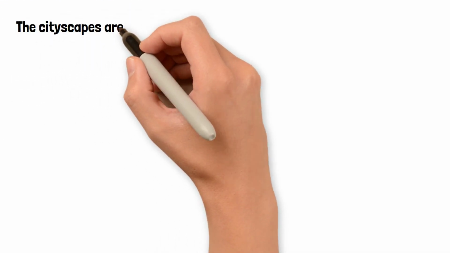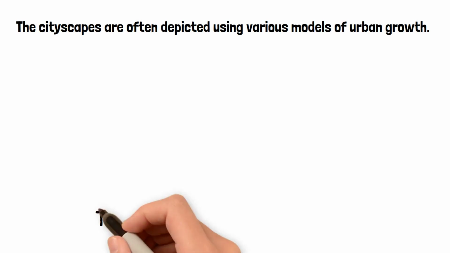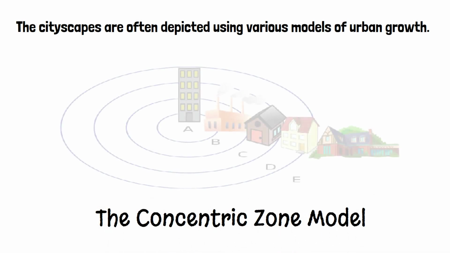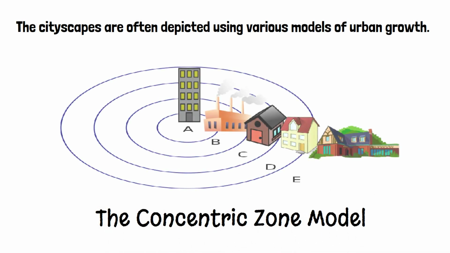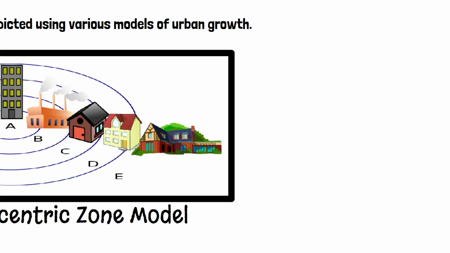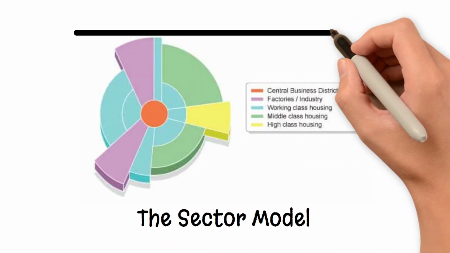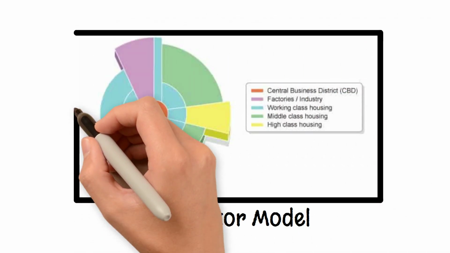The cityscapes are often depicted using various models of urban growth. The concentric zone model, for instance, imagines a city as a series of rings, each with its own unique purpose, radiating from a central business district. Then there's the sector model, which views cities as pie-shaped wedges, each sector emanating from the center to the outskirts, focusing on the importance of transportation routes.